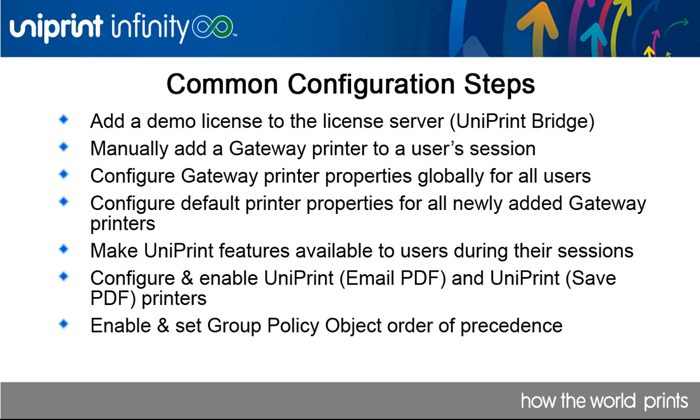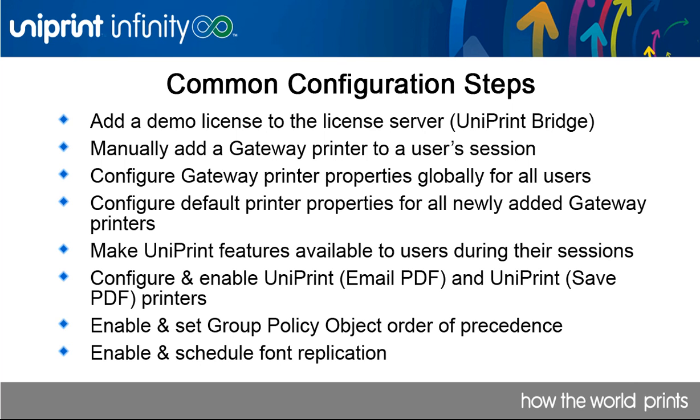Next, we'll enable and set the order of precedence for group policy objects. And finally, we'll enable and set up a schedule for font replication. Font replication can greatly improve print job transfer speeds, since it allows UniPrint to strip font information from the PDF generated on the application server, and then rebuild it at the print server, thereby reducing bandwidth consumption.